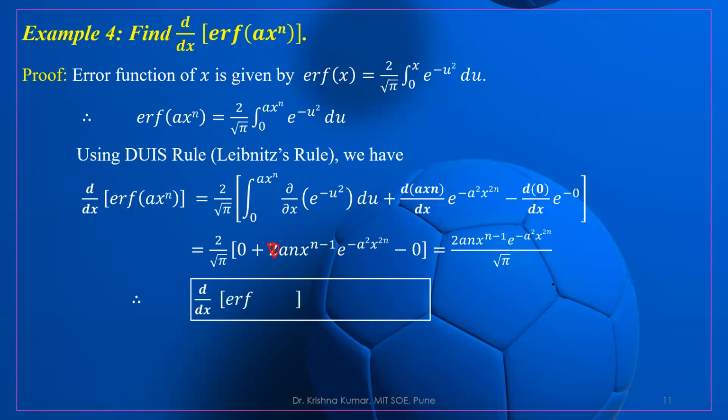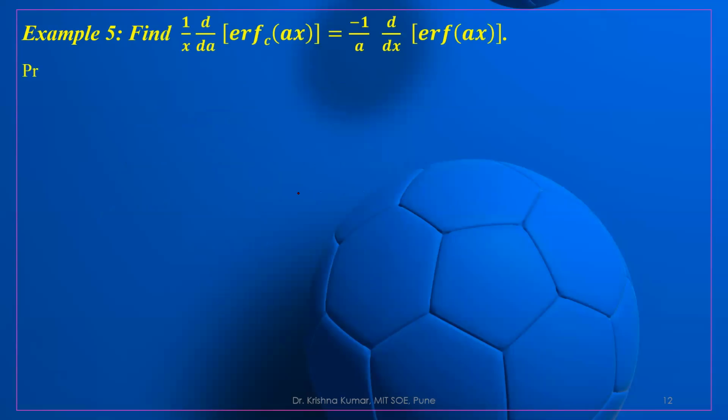So this is the derivative of error function of a x to the power n, which is equal to 2an x to the power n minus 1 e to the power minus a square x to the power 2n divided by root pi. So similarly, if there is a question like that, find out the derivative of complementary of error function of ax to the power n, then you can also use this complementary function.